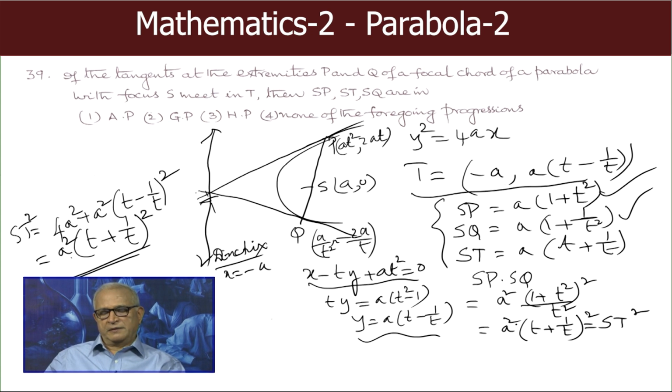So, now the final point is observing that SP into SQ is equal to ST square, which means SP, ST, SQ are in geometric progression. That is the second option.